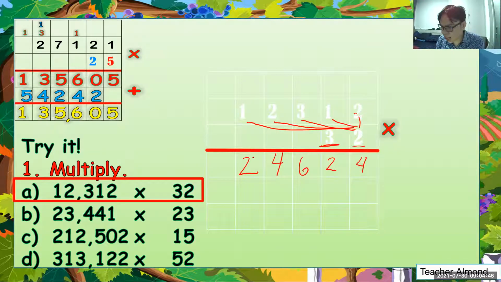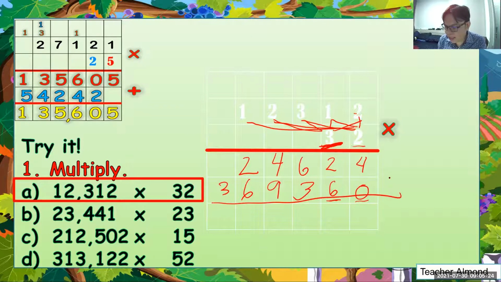Now, we continue with the tens place. Remember, for the tens place, you have to put it here, but here you can write 0. Now let's start with 3 times 2, that is 6. 3 times 1, that is 3. 3 times 3, that is 9. 3 times 2, that is 6. And 3 times 1, that is 3.